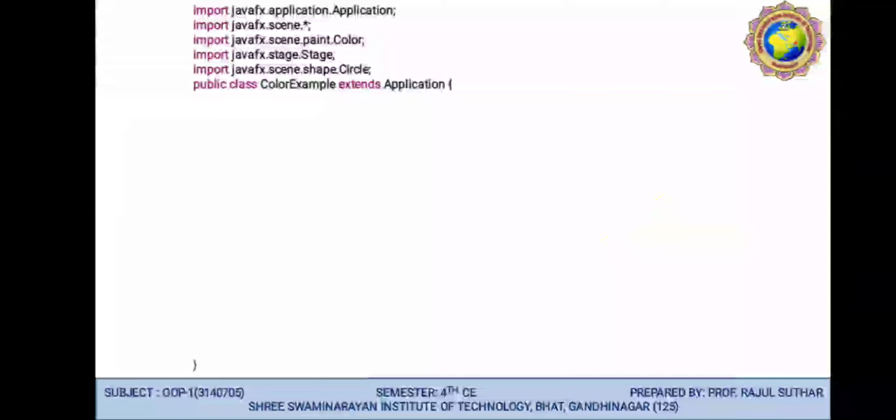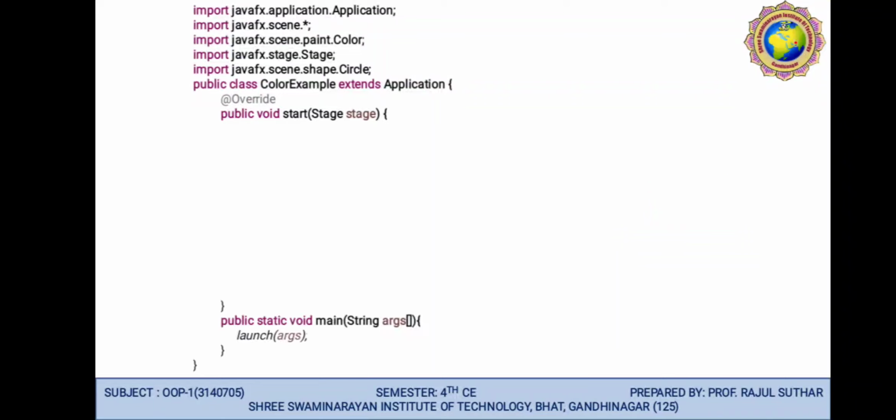Then here the name of the class is ColorExample. It extends Application. We override the method public void start(Stage), which is one method. Here the main method is used and we are launching by using the argument. So this is the concept of circle. Circle is one object, so we have to create one object for circle. Circle = new Circle, which is nothing but the instance, or we can say that the object is created.